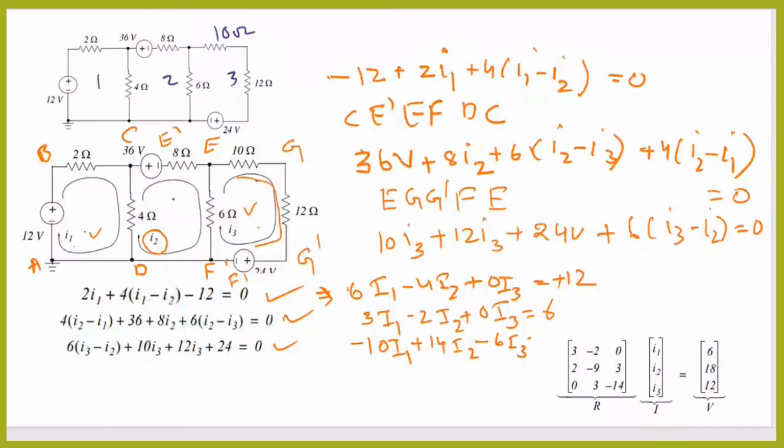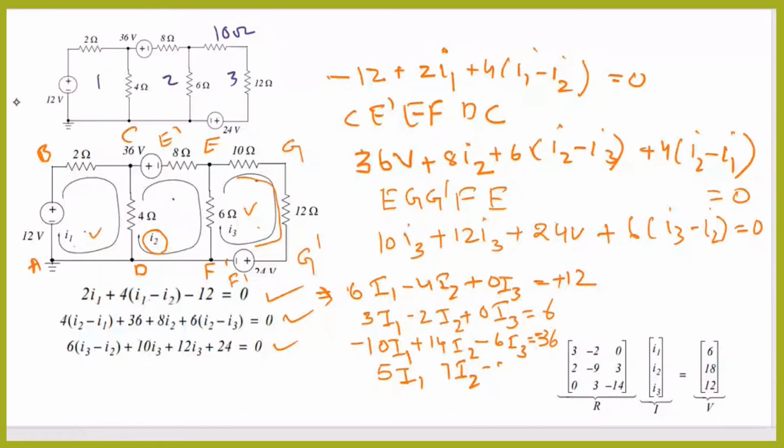Multiply this, then I can write this as 5I1 plus 7I2 minus, this will become minus, and this will become plus 3I3 is equal to 18. So this is equation number 2, and the previous one is equation number 1.